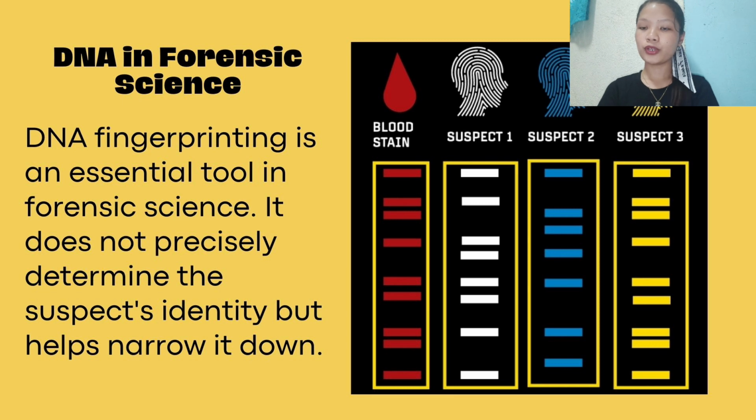So next is DNA in forensic science. DNA fingerprinting is an essential tool in forensic science. It does not precisely determine the suspect's identity but helps narrow it down.